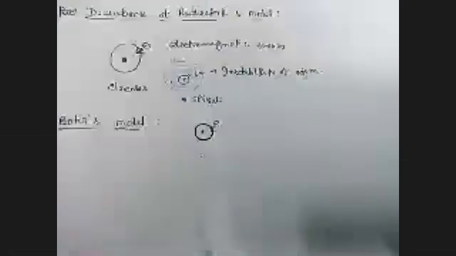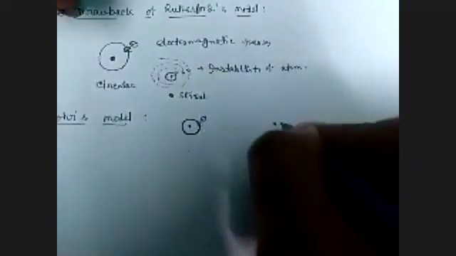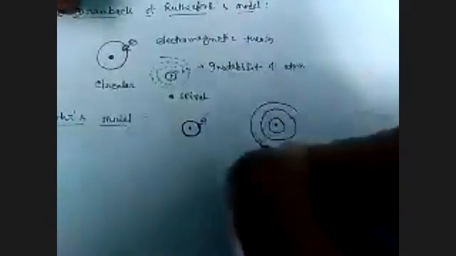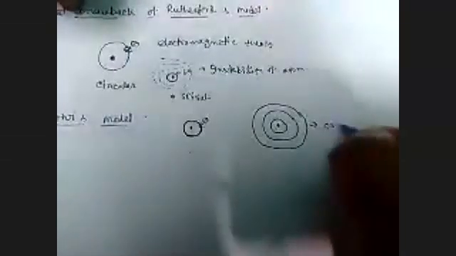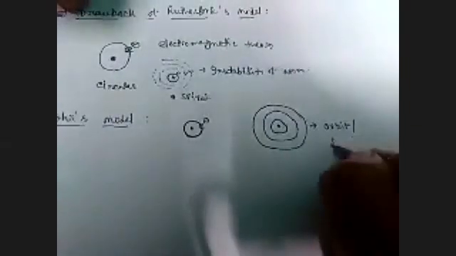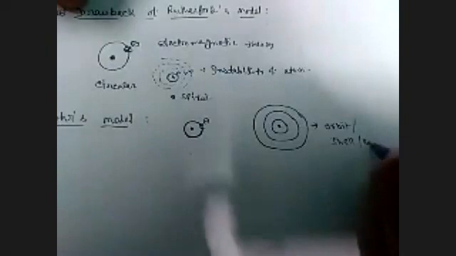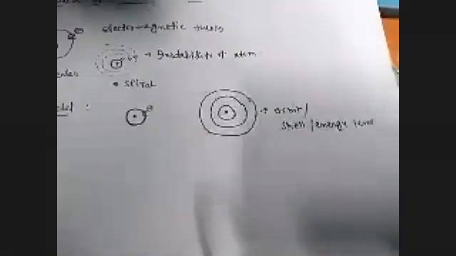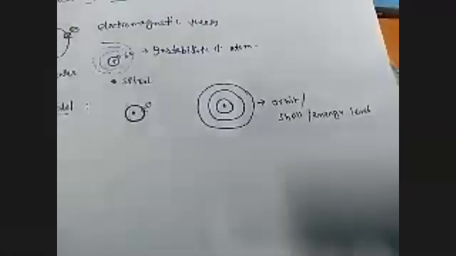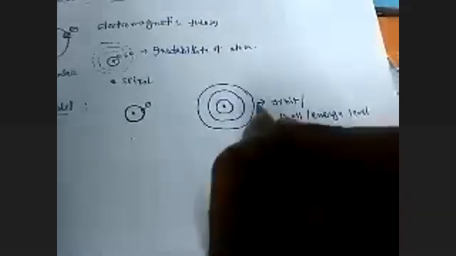Now he says there is not only one path; there are so many circular paths present around the nucleus, and according to him these paths are named orbit, shell or energy level. Clear these two points? Yes, sir.